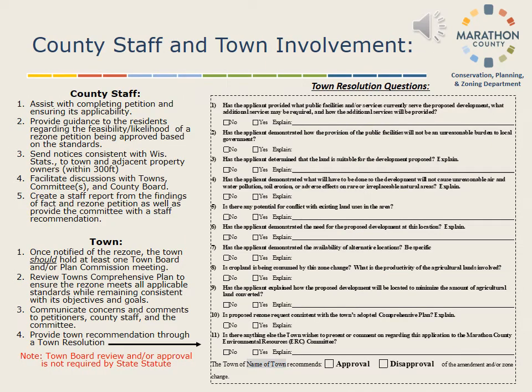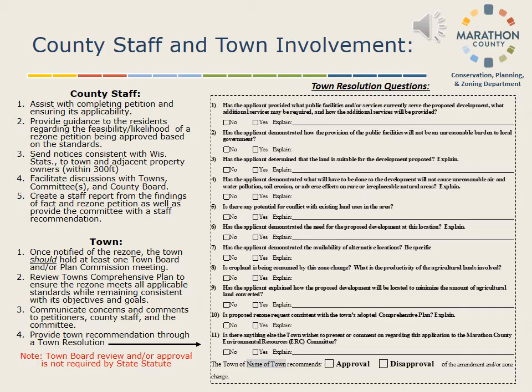County staff and town involvement. County staff's primary duties involve assisting with completing the rezone petition and ensuring its applicability, providing guidance to the resident or petitioner regarding the feasibility or likelihood of the rezone petition being approved based on the standards. County sends notices consistent with Wisconsin statute to the town as well as adjacent property owners within 300 feet. We facilitate discussions with the town's committees as well as county board. And finally, create a staff report from the findings of fact and rezone petition to formally give a recommendation to the Environmental Resources Committee.